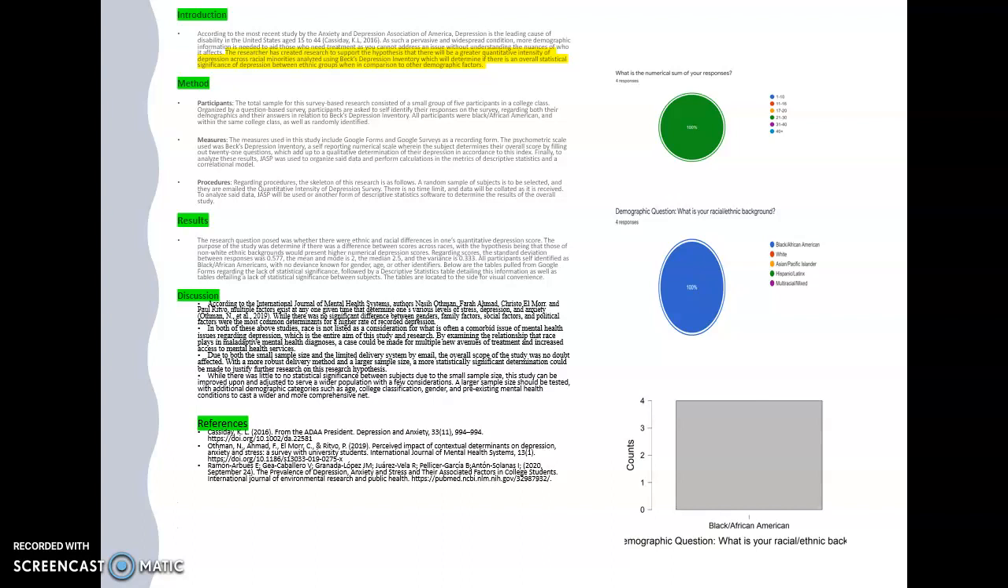It seems that while other factors are collated and counted first, the point of this research and the point of this question was to see if race was a factor. We found no statistical significance in my above research, but this also may be due to my own limitations discussed below. Due to both the small sample size and the limited delivery system by email, the overall scope of the study was no doubt affected.